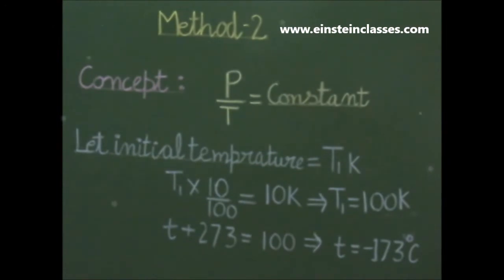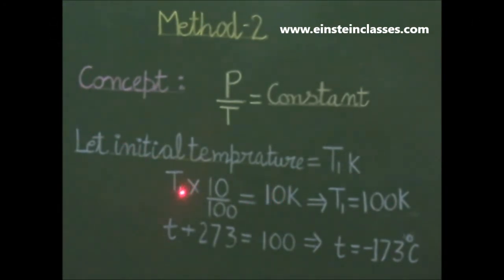Now we are discussing the alternate method for the same problem. As the volume and number of moles are constant, P by T is constant. Now let the initial temperature be T1 Kelvin. We know that pressure is directly proportional to temperature. If there is a 10% increase in the pressure, the temperature should also increase by 10%. The increase in temperature by 10 degrees means an increase by 10 Kelvin, as the change in degree centigrade is the change in Kelvin.